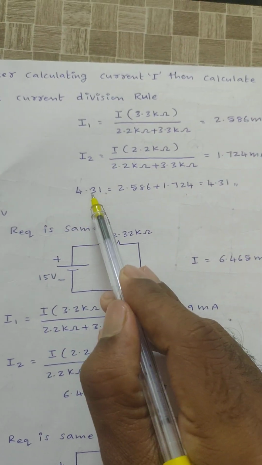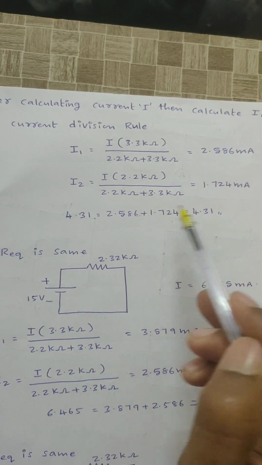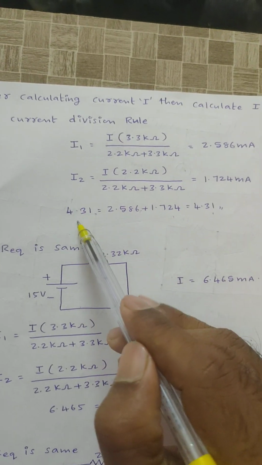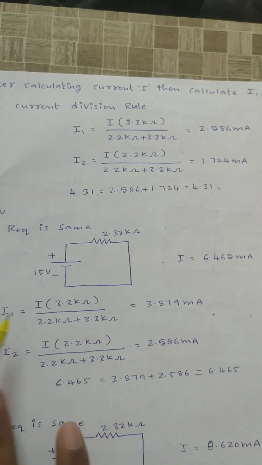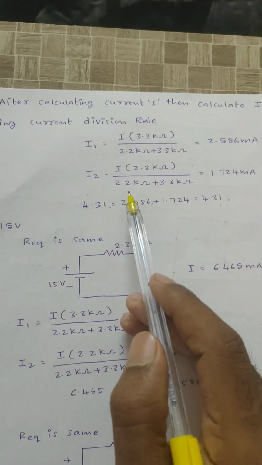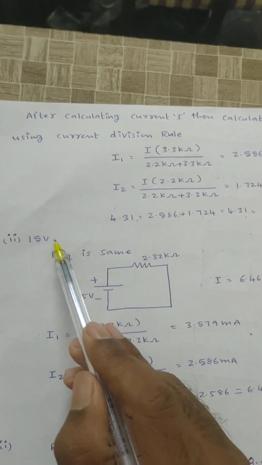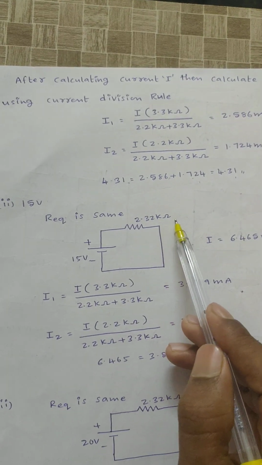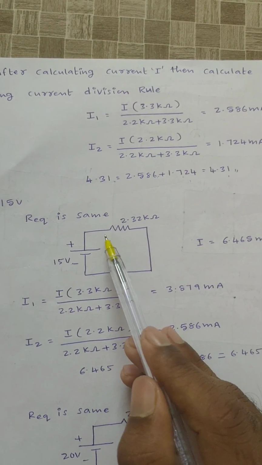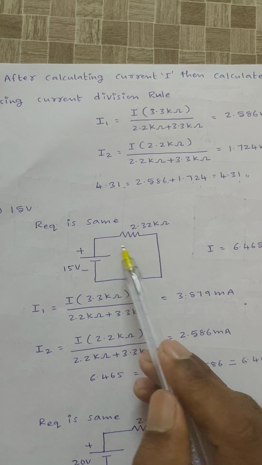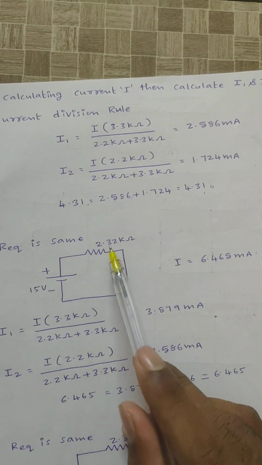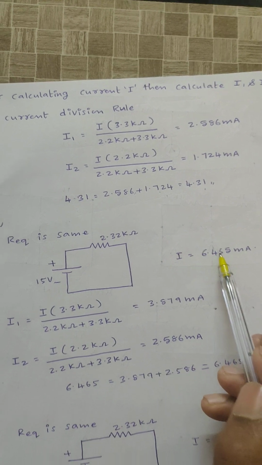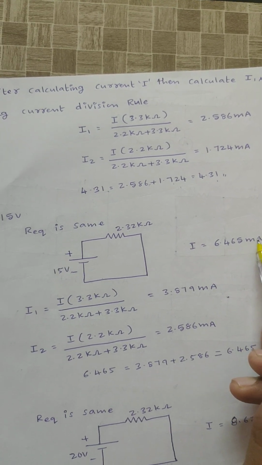After that, total current I, 4.31, equals I1 plus I2, that is 4.31. I equals I1 plus I2 is satisfied. Hence, KCL is verified for 10 volts. Similarly, we can calculate for 15 volts. For 15 volts also the equivalent resistance will be the same. After calculating this equivalent resistance, current I equals V by R equivalent, then the I value will be 6.465 milliamperes.